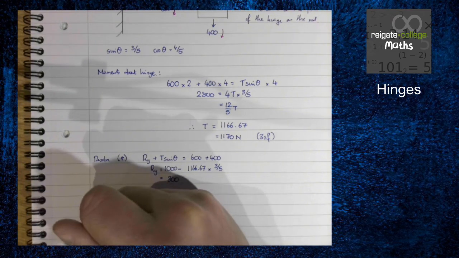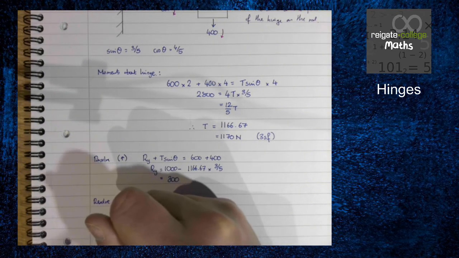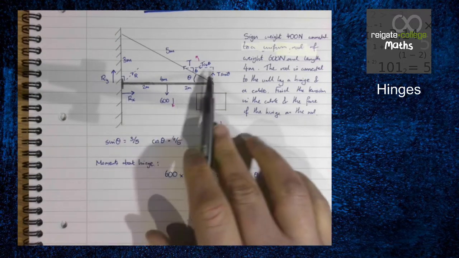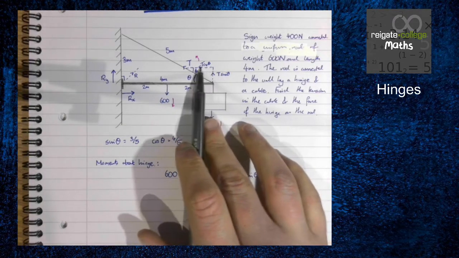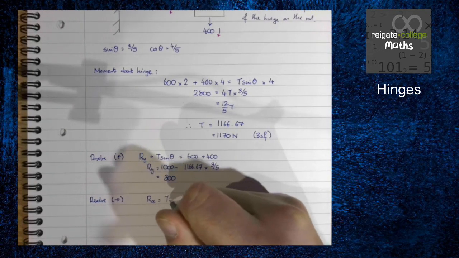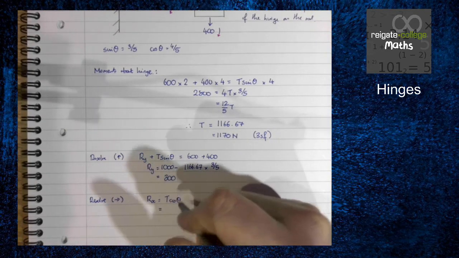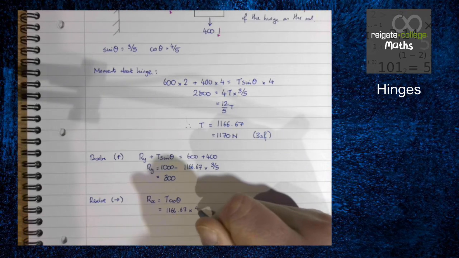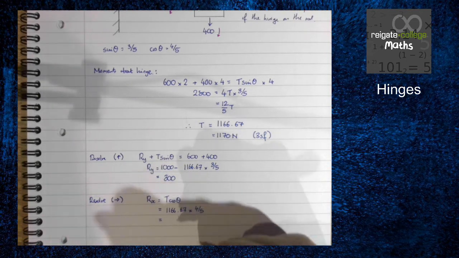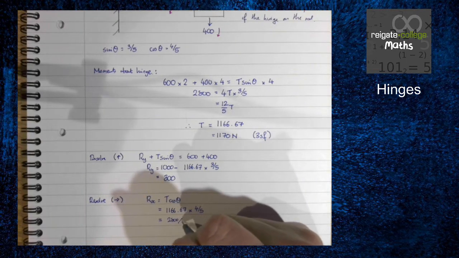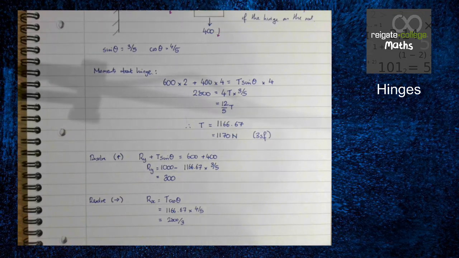We do the same thing and resolve horizontally. In this case, we only have two forces, the Rx and this T cos theta here. So again, we've got 1166.67 times cos theta, which is 4/5, and it gets that the horizontal component of the force is 2,800/3. We're going to leave it exact just because we're not done yet.